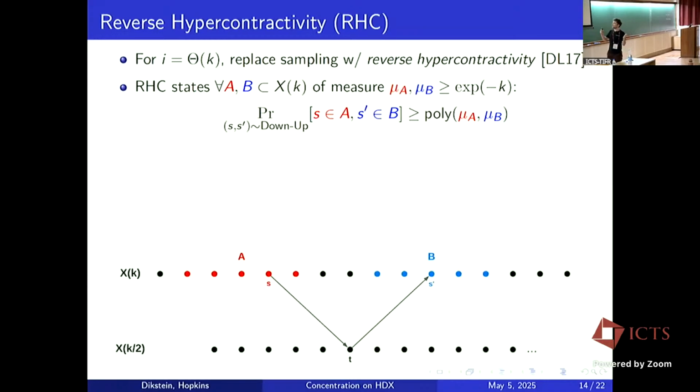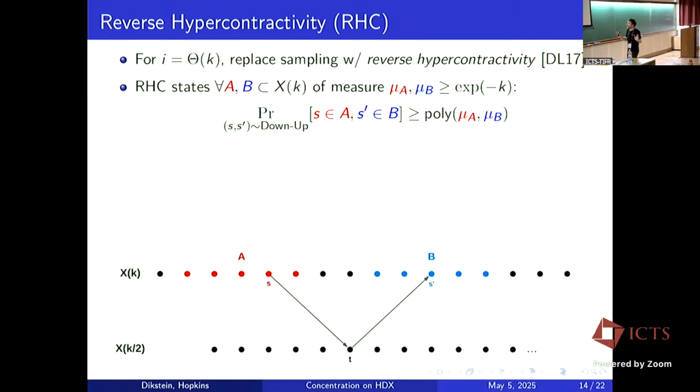And so if there was no correlation here, if I just drew S and S prime completely independently, the probability of passing between them would be measure of A times measure of B. So here we're saying you can't quite achieve measure of A times measure of B, but you can get surprisingly close. You can get within a polynomial factor.